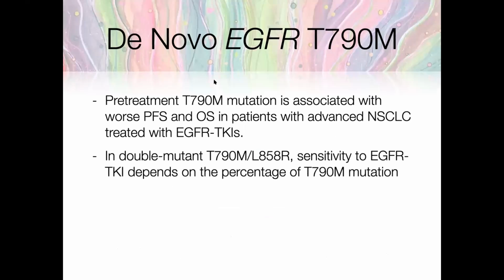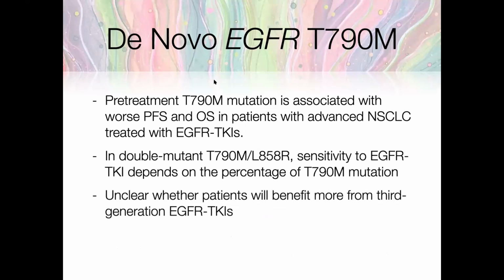Additionally, in double mutant T790M L858R, sensitivity to EGFR TKI depends on the percentage of the T790M mutation. And when the T790M mutation in cells reaches a certain percentage, the sensitivity to the EGFR TKIs decreases. The presence of this mutation further supports the use of osimertinib upfront. However, it is still unclear whether the patients harboring this mutation will benefit more from osimertinib, although there is an ongoing trial for this.